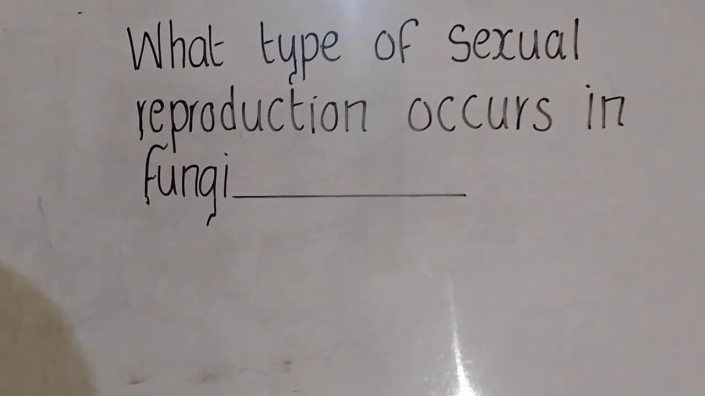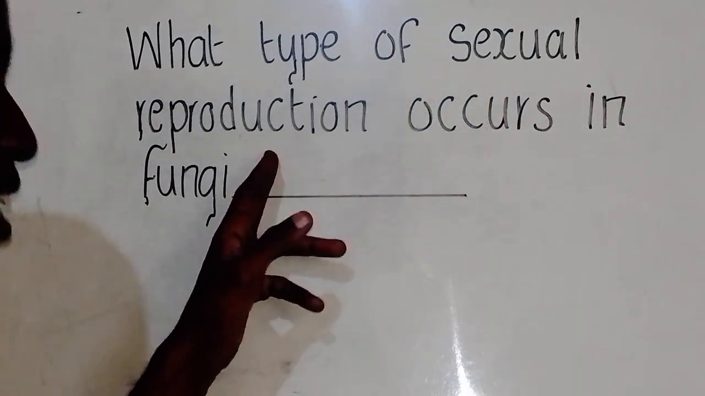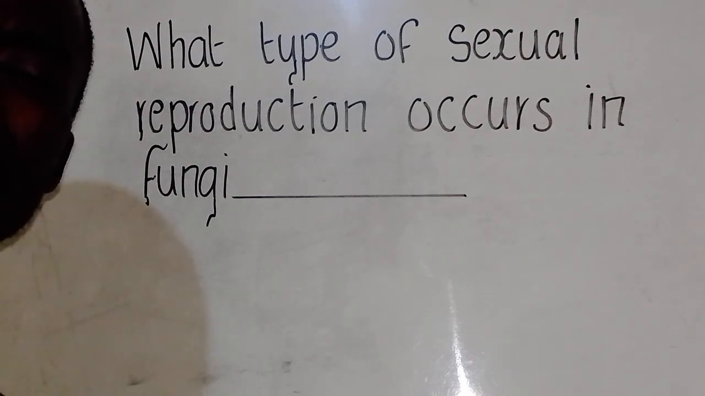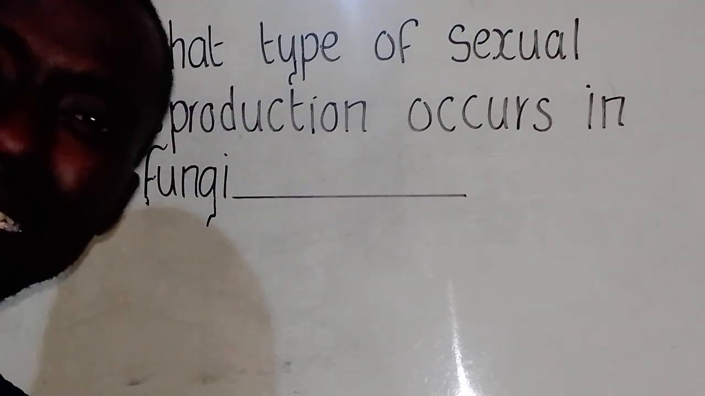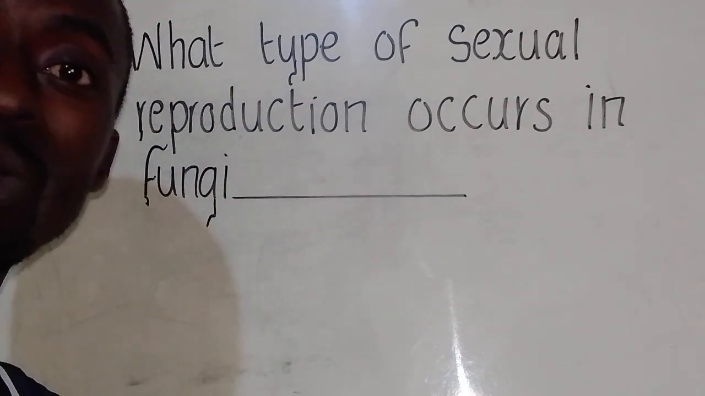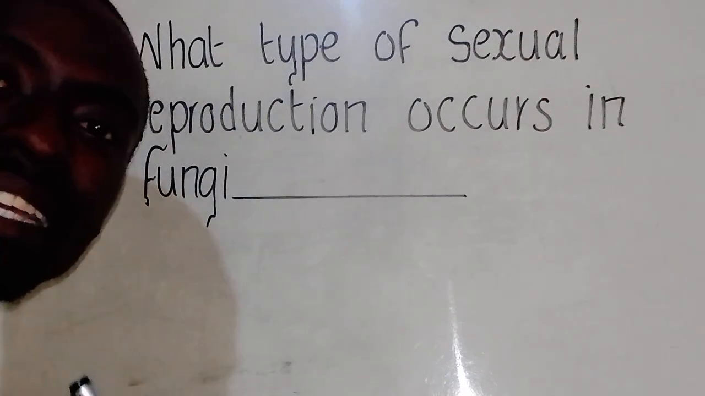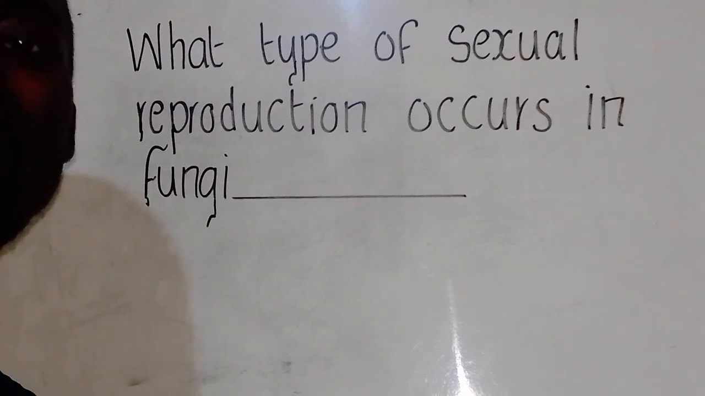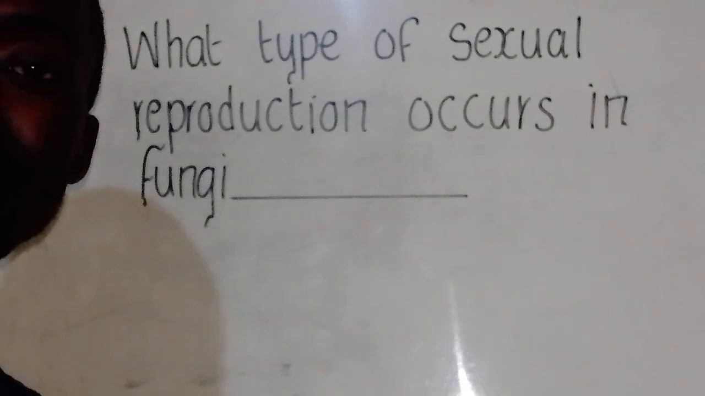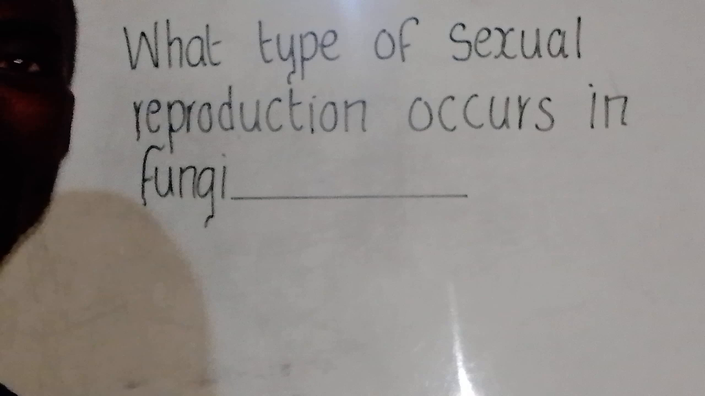Okay, so we have a biology question that says what type of sexual reproduction occurs in fungi. You need to understand that when they say fungi, they look similar to plants, but they are different. How are they different? A plant has the leaves, the root, and the stem, while fungi do not have the roots, the stem, or the leaves. The other difference is that a plant requires sunlight while a fungi does not require sunlight, and so on. There are so many differences.